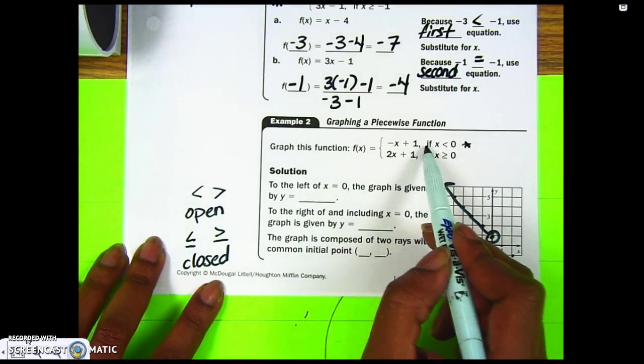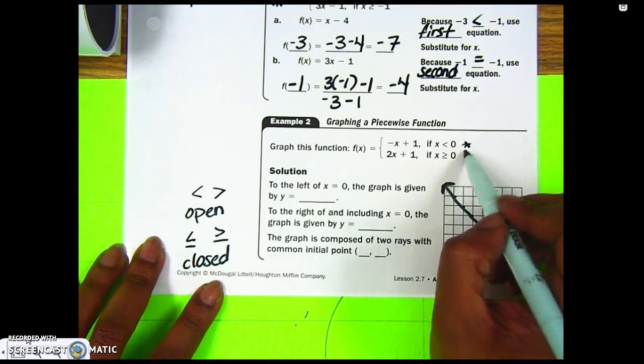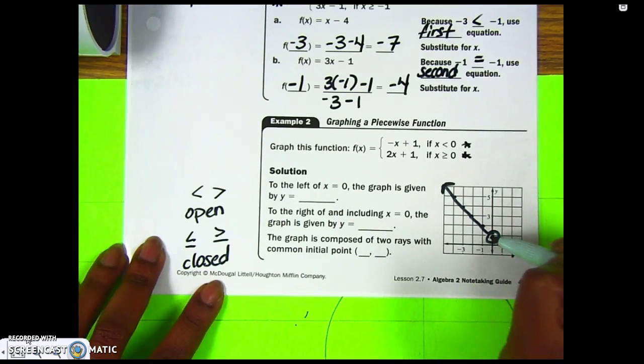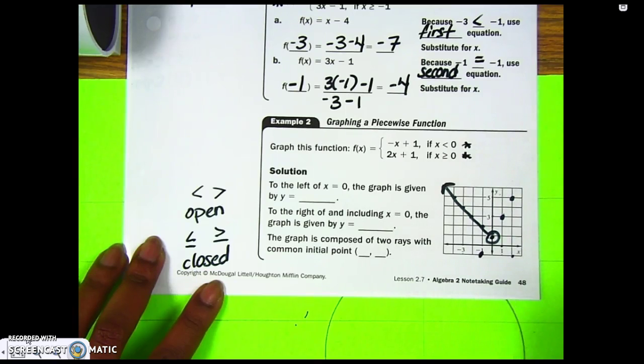That's -x plus 1 done. Now we have to do 2x plus 1. Again, you start off graphing it just like a normal line. So I'm going to start at 1. My slope is 2, so I'm going to go up 2 over 1, up 2 over 1, and I can go in the reverse direction.